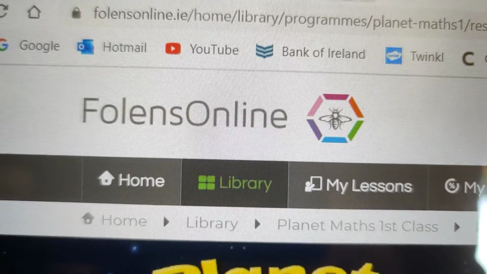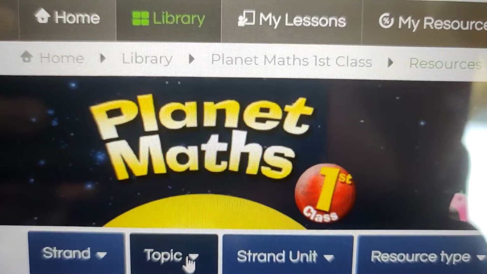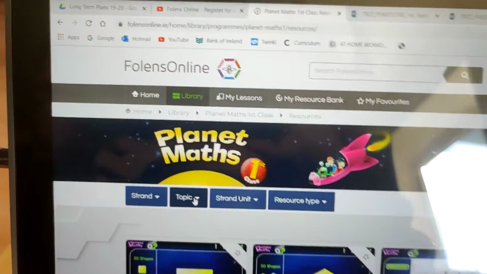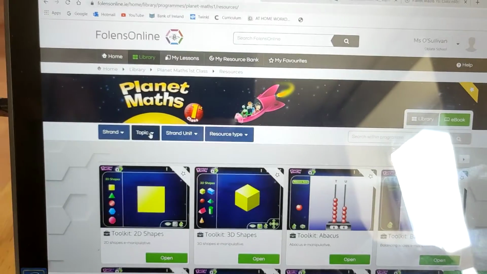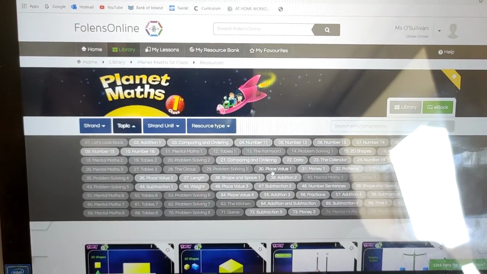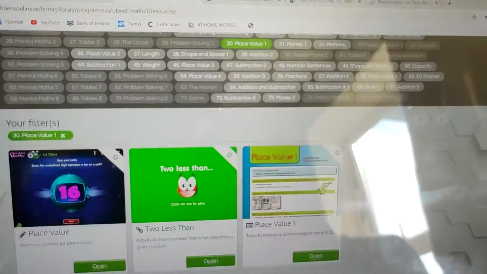So if you all go onto the Folens Online website and you're looking for Planet Maths First Class, you're going to select the Resources tab and you should be brought to this page. We're going to go into topic and we want to look at Unit 30, which is Place Value 1. So we highlight that one, you should be brought to this page.